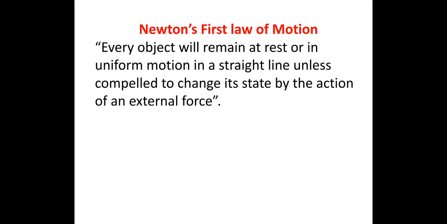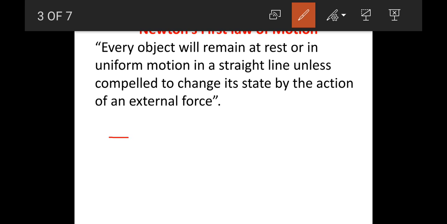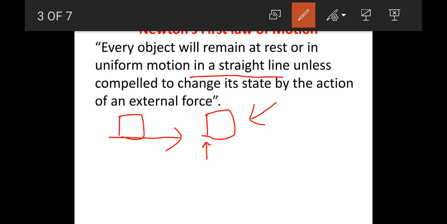Similarly, if an object is in motion, let's say a box which is moving, it will stop only when there is some external force. Either it may be frictional force or it may be some external force you are applying to stop this box. Now the important thing here is it is written in a straight line. Why? Because if there is change in direction, that means there is some force which is changing the direction of the box. So this is an important term, object motion in a straight line. So this is your Newton's first law of motion.